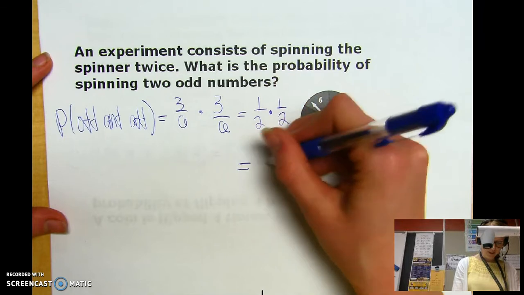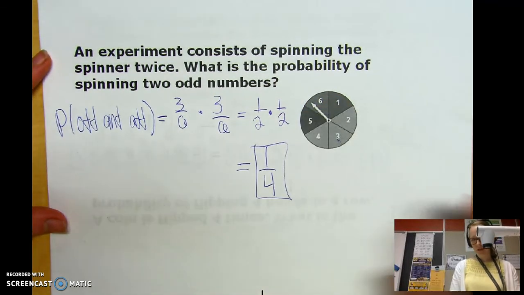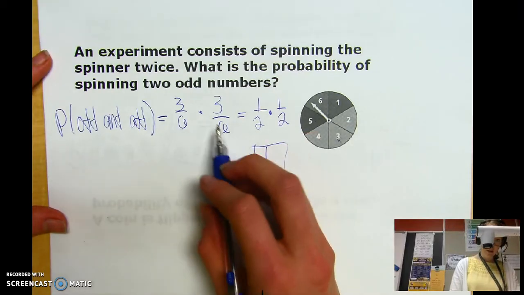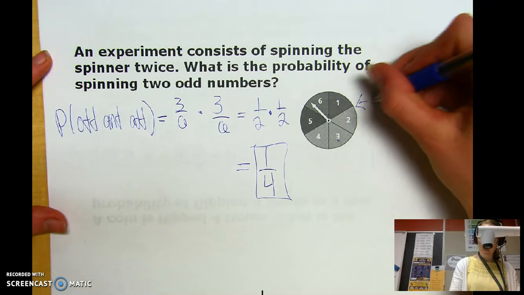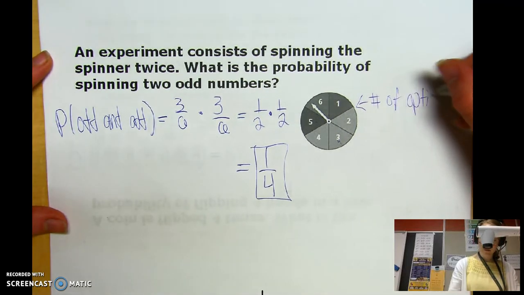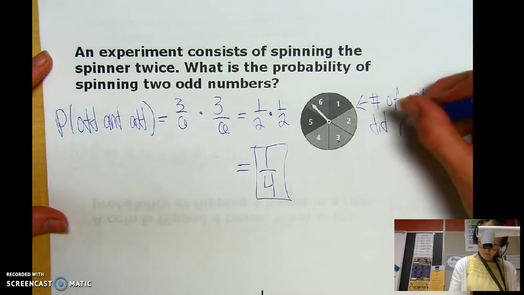And then I'll find my final answer of 1/4. So notice how I just used a little shorthand. This is the probability of an odd the first time and an odd the second time. The reason we could use this rule is because the number of options did not change for our spinner. We still have 6 options either way.